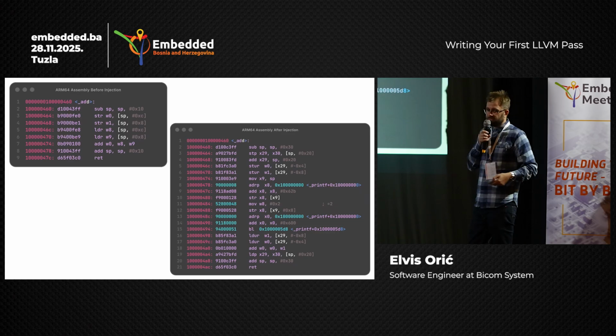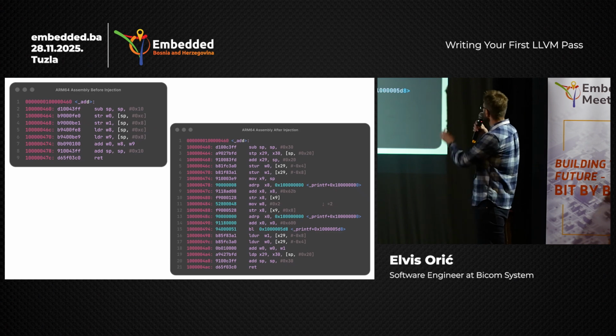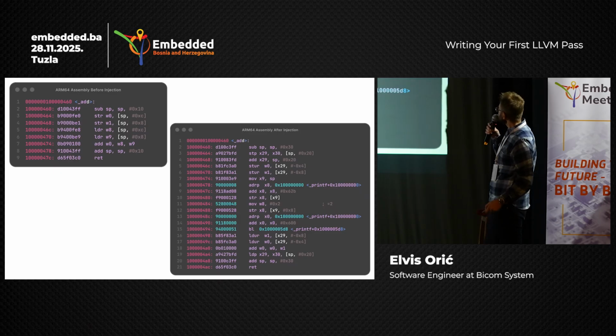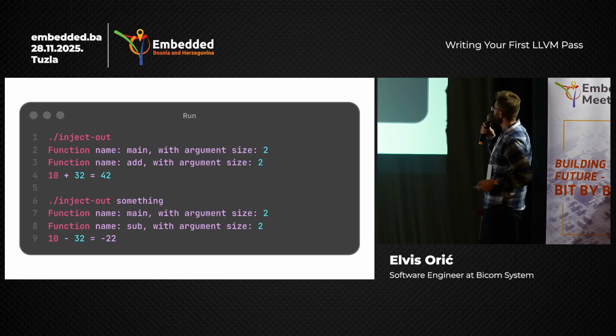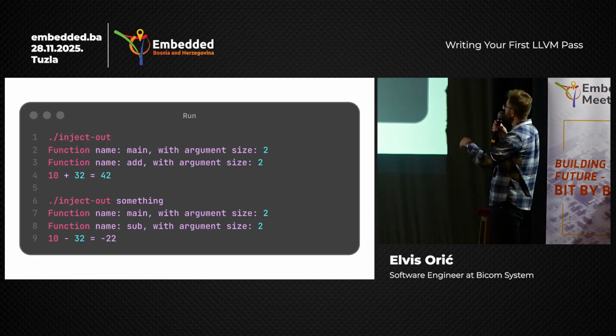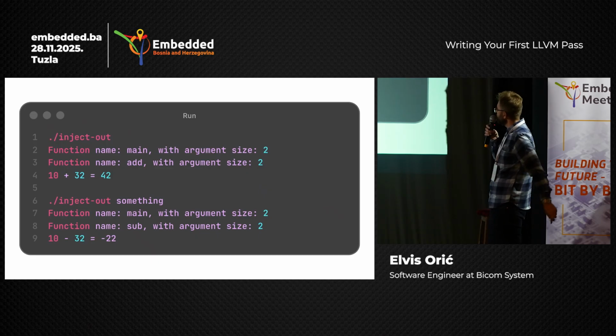If you don't like intermediate representation, here's some assembly. So basically the add function on the left, and on the right you can see on line 15 we are actually calling printf, but before that we are preparing arguments for printf. If we run this, this is runtime, right? So when the main function was called, we just print, hey, main is called with argument size 2, and then add was called. Another run was if we give some argument to our binary.